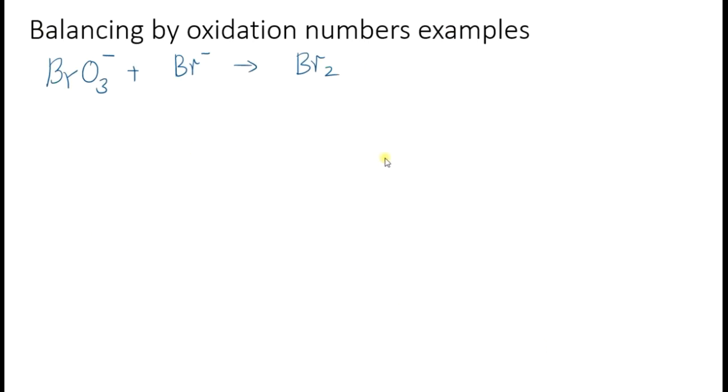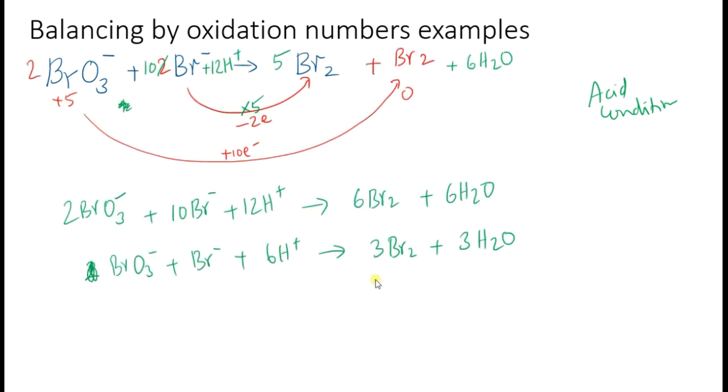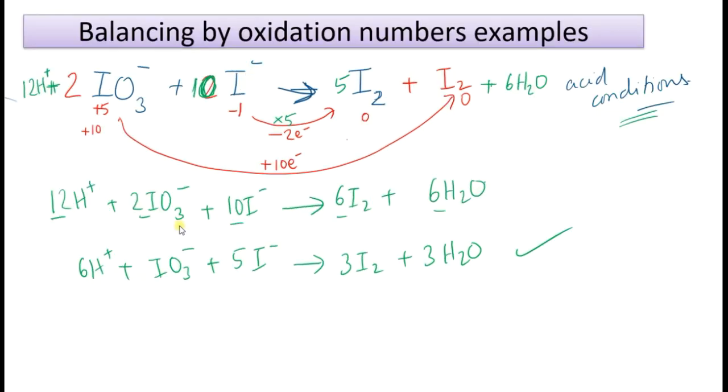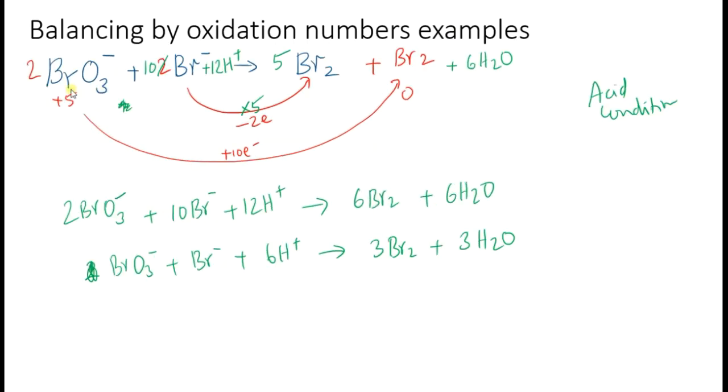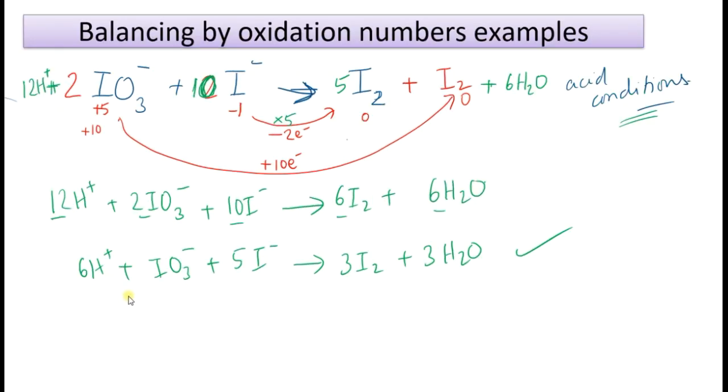Very similar to the previous one. Again, acid conditions. So check. See if you can do this yourself. Again, you notice it's exactly the same thing, nearly the same thing. Okay, you try this. As you can see, this is very similar, exactly the same, except the iodine has been changed to bromine. So here, check your answer. It's pretty much the same equation as before.